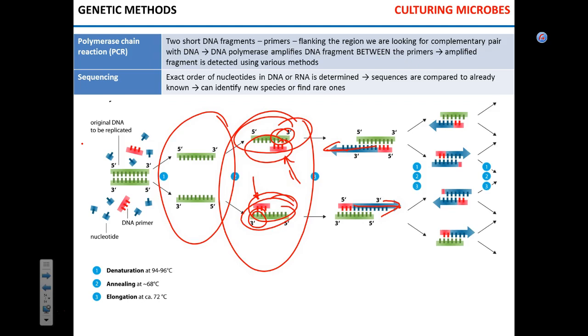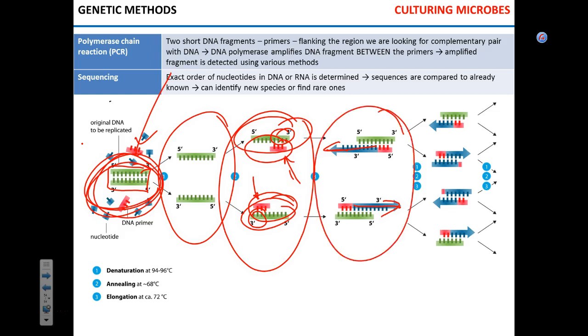Look at this. How many DNA molecules do you have here in the beginning? How many double-stranded DNA molecules in the beginning? How many molecules here, double-stranded? One. How many double-stranded DNA molecules do you have here? Two. That's one round. After the second round, you have 4, after the third, 8.